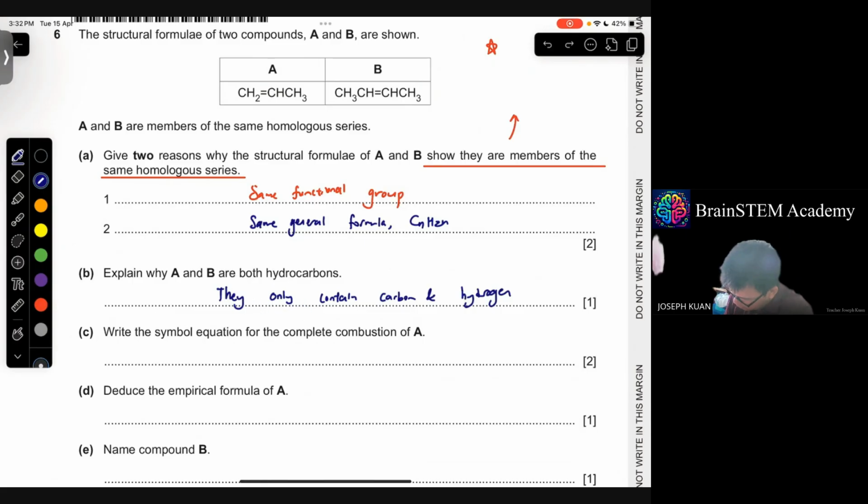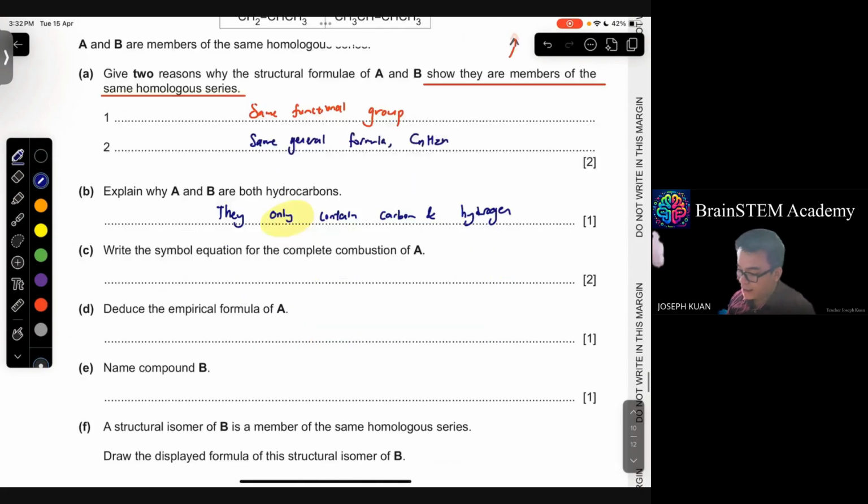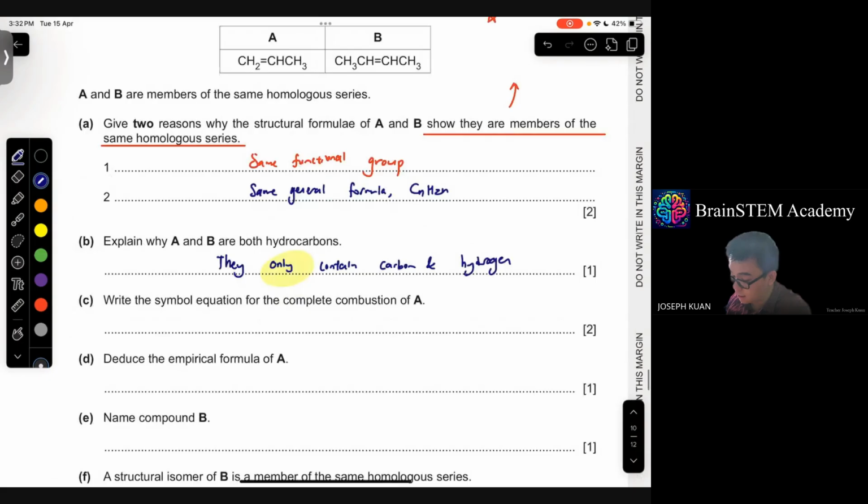Right? If it has other elements, it won't be considered as a hydrocarbon. Next, write the symbol equation for the complete combustion of A. Now, the word combustion means react with oxygen, and complete means it forms carbon dioxide. Sorry, not to say a clean fuel, but it doesn't form carbon monoxide, it forms carbon dioxide.